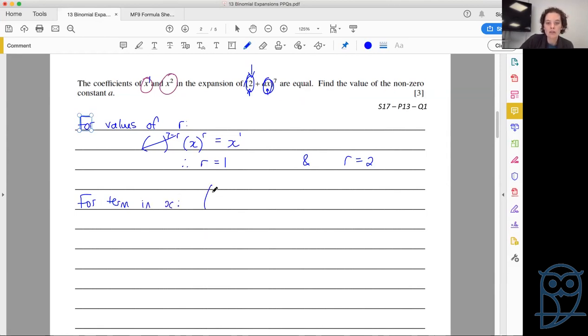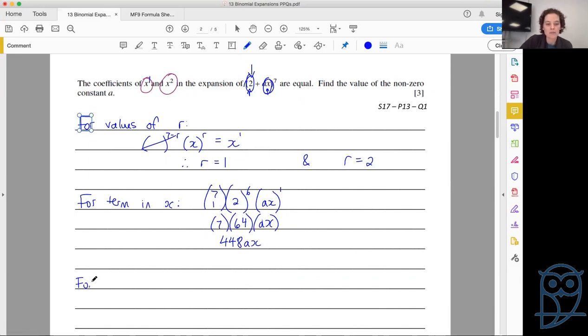So now we can go straight to the term in x. 7C1. In the a position, we have a 2, so the 7 minus 1 is 6. In the b position, we have plus ax to the 1. So 7C1 is 7. 2 to the 6 is 64. 7 times 64 gives us 448ax. So our term in x is now ready for the next step. But the next step requires an x squared.